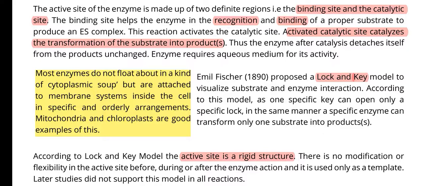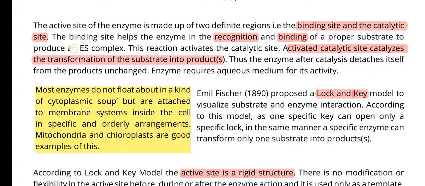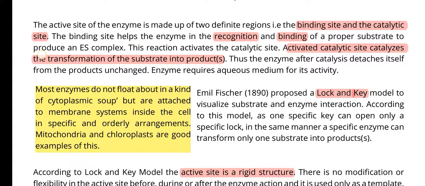So there are two regions of the active site. The active site can be divided into two regions. One is a binding site and another is a catalytic site. As the name represents, the binding site recognizes and binds the substrate to the enzyme, and the catalytic site is the site which transforms the substrate into products. So the active site of an enzyme is made up of two definite regions, the binding site and the catalytic site. The binding site helps in recognition and binding of the proper substrate to produce an ES complex, the enzyme substrate complex, and the catalytic site carries out the transformation of substrate into products.